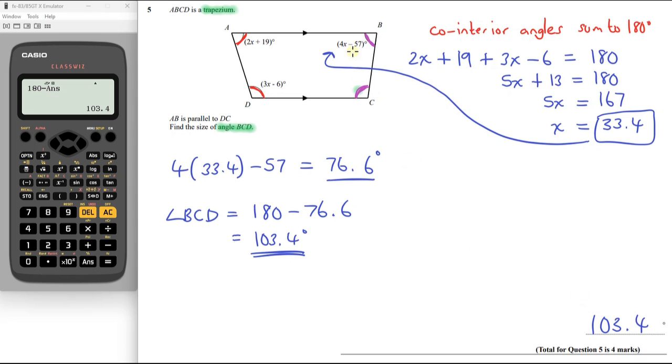103.4. And again, that looks about right. It looks just more than 90 degrees. So I'm quite happy that that is the correct answer.